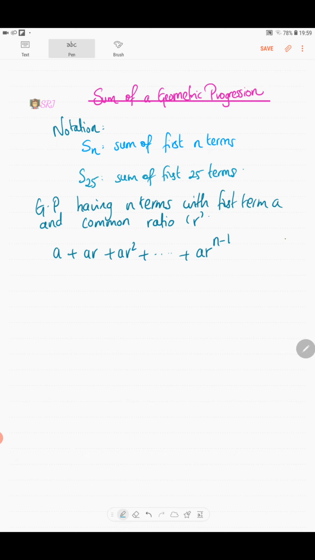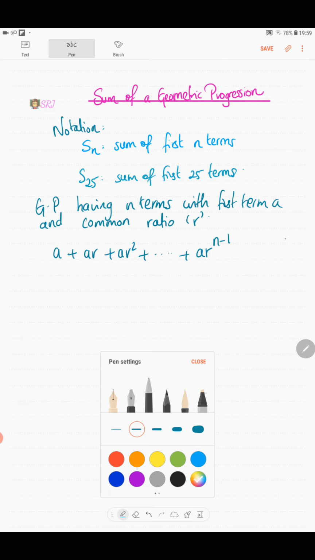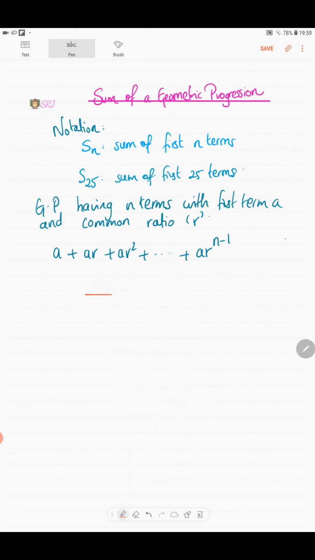And the formula for Sn is A into 1 minus R power n, the whole over 1 minus R. And here R cannot be equal to 1. It is undefined for R equal to 1. And if you remember, R can be both positive or negative.